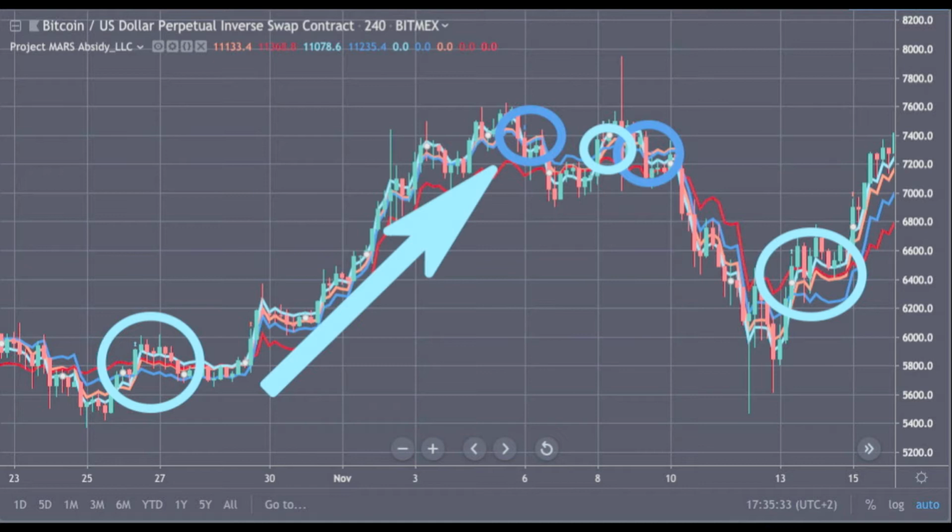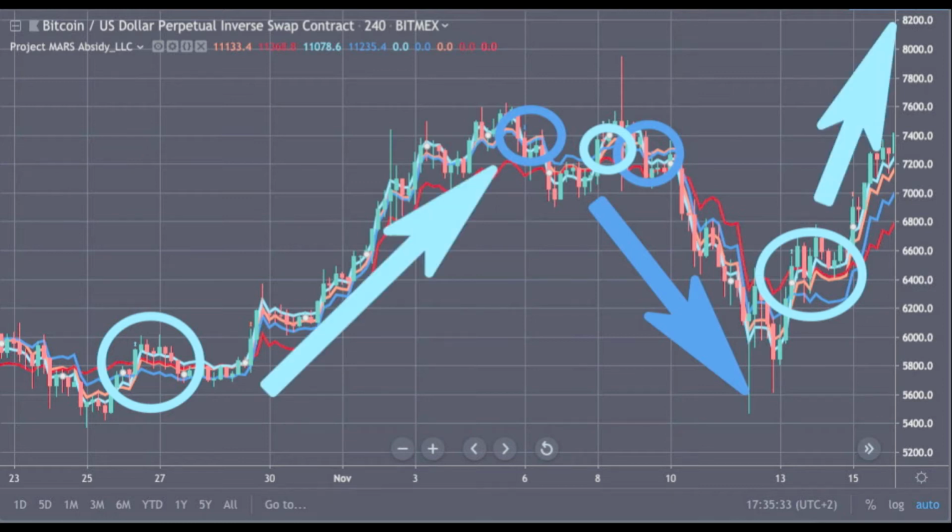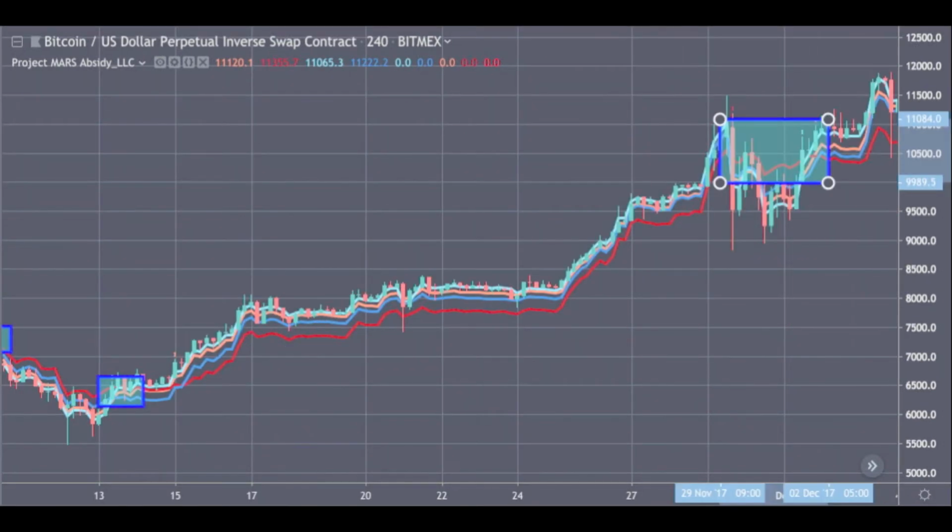Starting from the end of October, we got a long signal that took us to the first week of November. There we got caught in a range before taking a short signal that took us to the middle of November. And from there we went long. On the screen now we have the long signal that we just received that took us from the second week of November to the end of November.